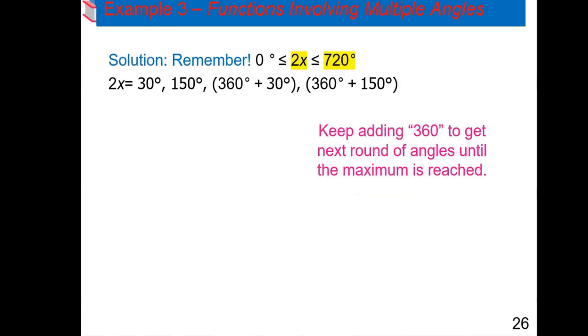Now remember, we can go all the way until 720, because it's a 2x, which means it's actually going around twice. So with the first two answers that we have, we can go another round, which is to add 360 to each of the answers that we had earlier. So for quadrant 1, it was 30, so we add 360. For quadrant 2, the answer was 150, we add another 360. So these four angles are the ones for 2x. You can try to add another 360, but you will realize it will be out of the 720 limit.